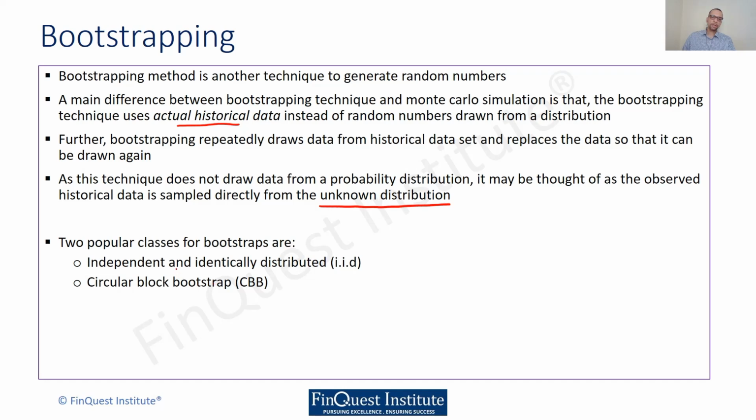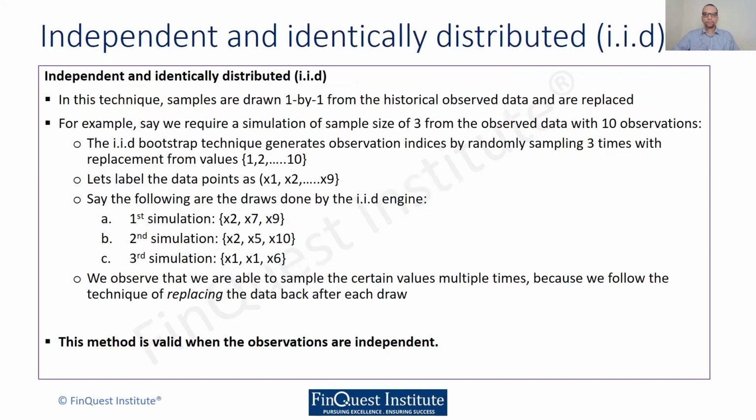Two popular techniques which we study as a part of bootstrap: one is the IID, or independent and identically distributed, technique, and the next is the circular block bootstrap, or CBB for short. Let's try to understand what these techniques are. Starting with the IID bootstrap technique, samples are drawn one by one from our actual historical observed data. And again, remember, we work with replacement. Even if we draw one instance of data, we replace it back so that we can draw it again on the next draw or any subsequent draws.